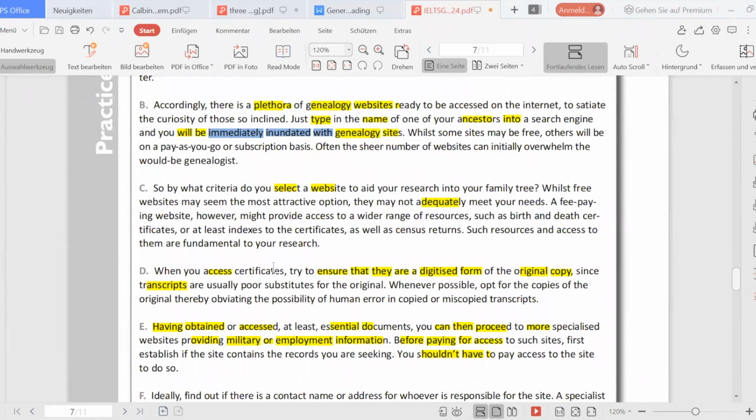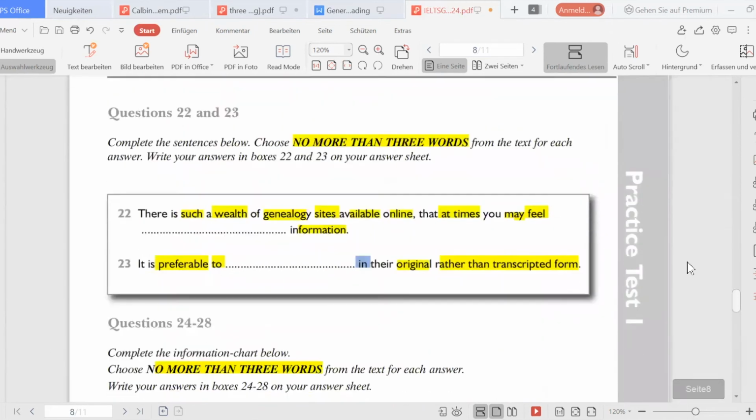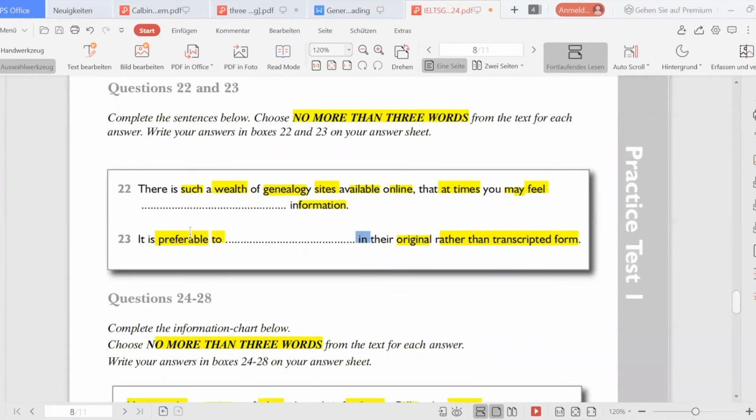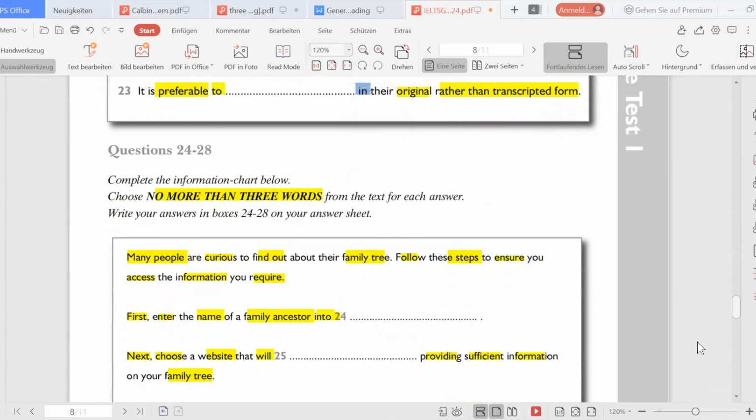Okay, it is preferable to access certificates in the original rather than their transcripted form. All right, because in that the infinitive verb here is access. And then you've got a noun to it, a verb phrase, so access certificates. Okay, so that's why I say always highlight the word directly before the blank space, because it gives you so much information. And again, notice to can be a preposition or an infinitive particle. All right. As an infinitive particle, you've got the word an infinitive, which is the base form of a verb coming after it. Good.